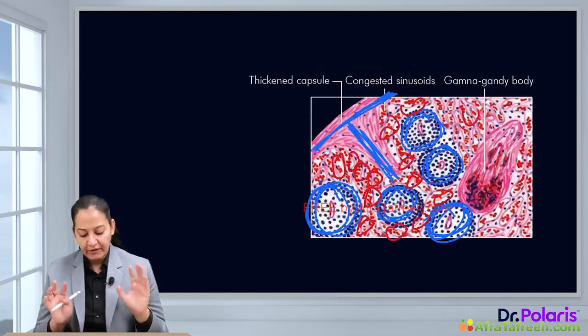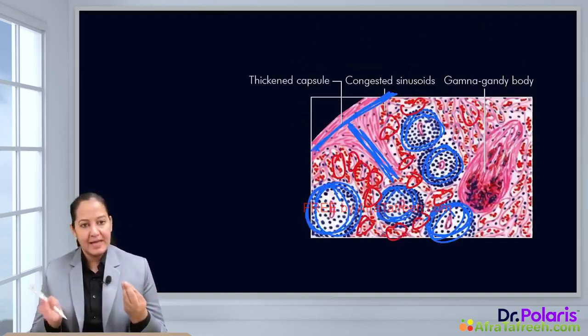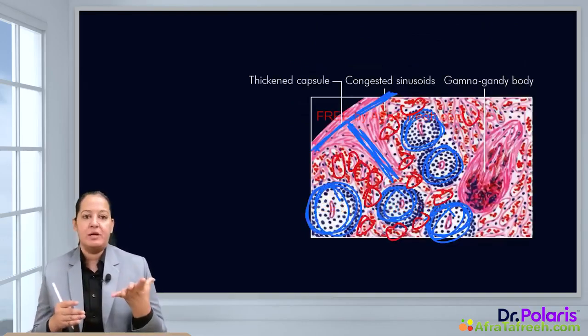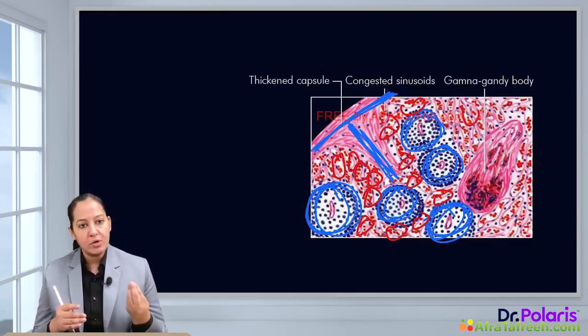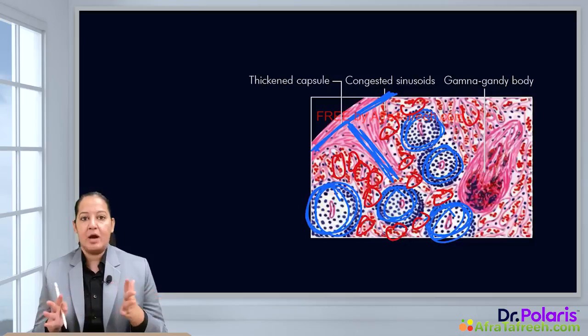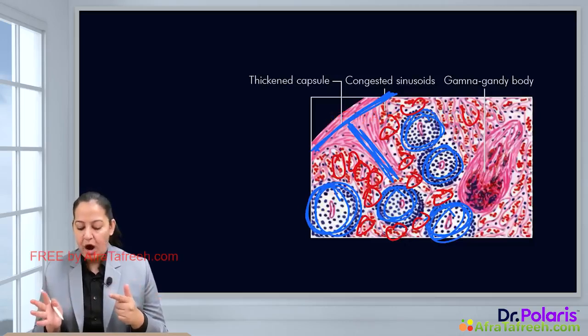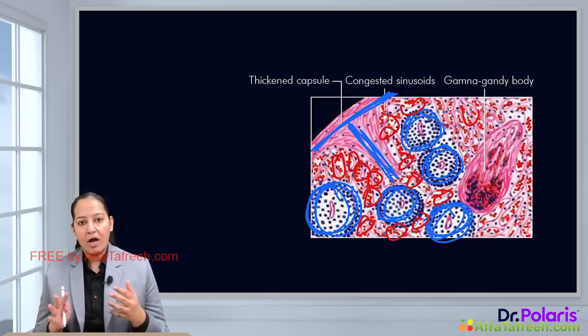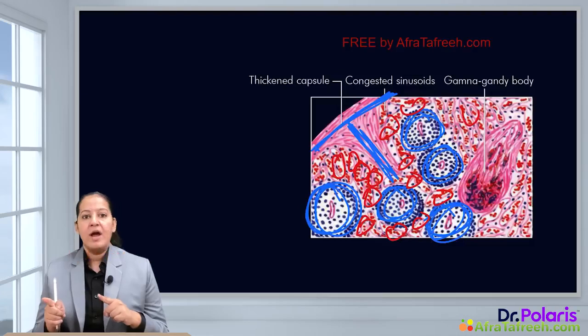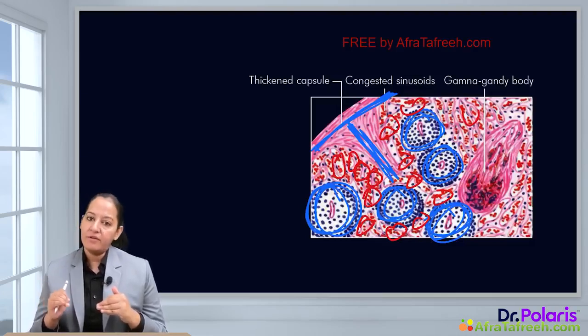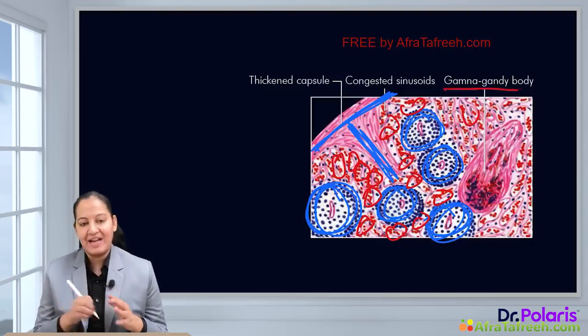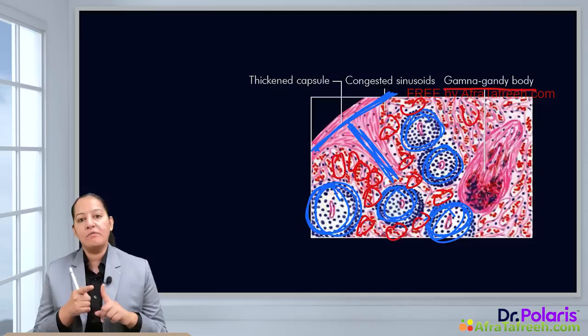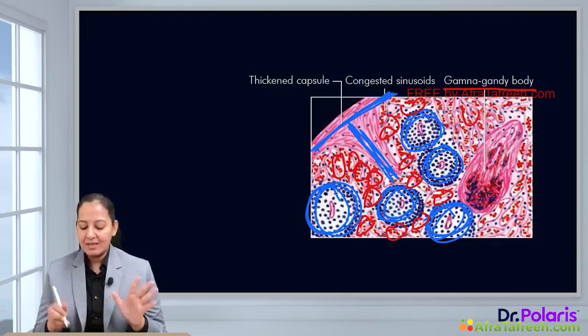Now, the red pulp is enlarged, so the sinusoids, the capillaries, will rupture. Because of rupture, the blood is coming out. And when the blood is coming out, RBCs also rupture. Hemoglobin is coming out, and that hemoglobin gets converted to hemosiderin. The hemosiderin along with fibrosis is known as Gamna-Gandy body. So that is Gamna-Gandy body.